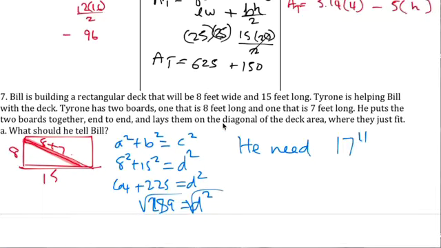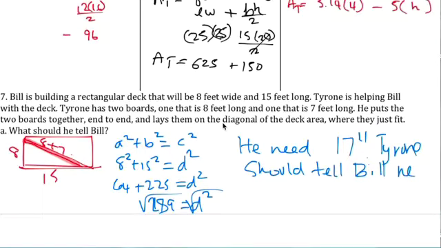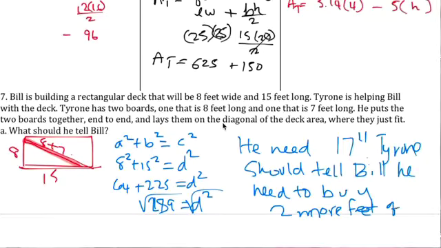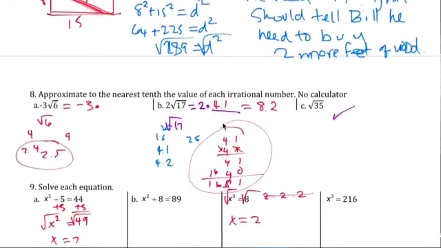He needs 17 feet. Tyrone should tell Bill he needs to buy 2 more feet of wood. It's support beam wood, right?